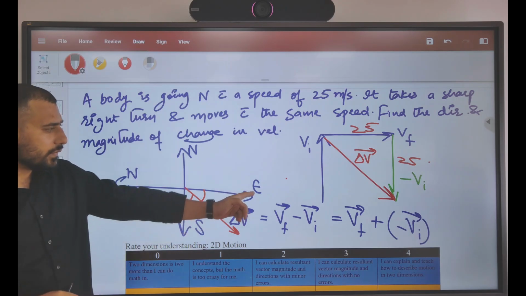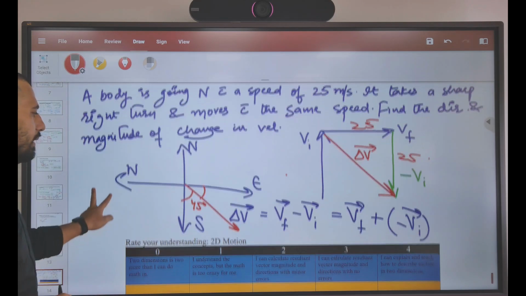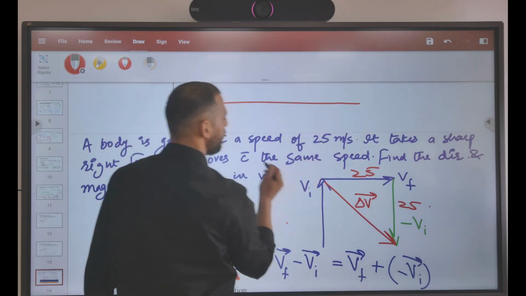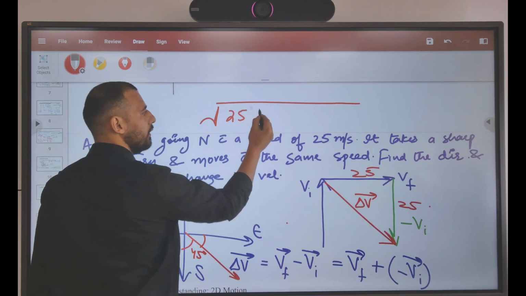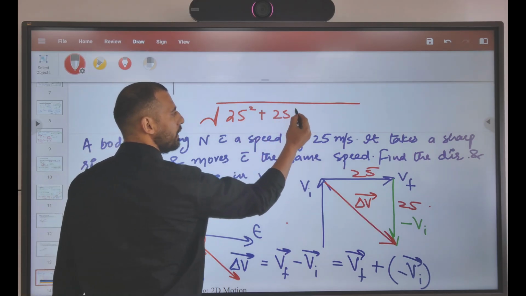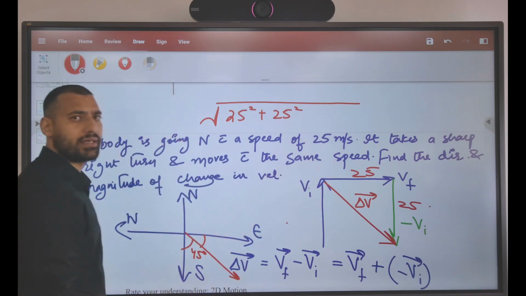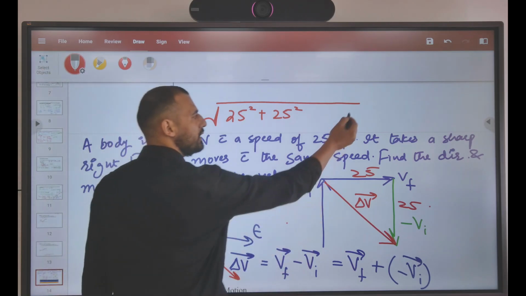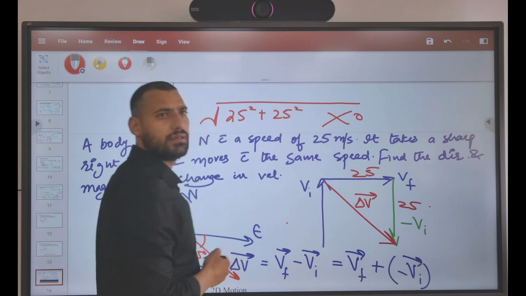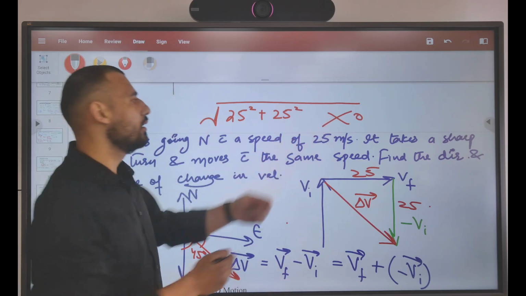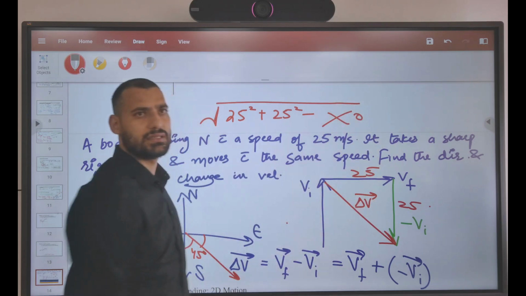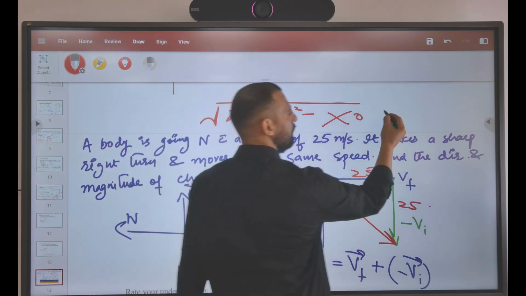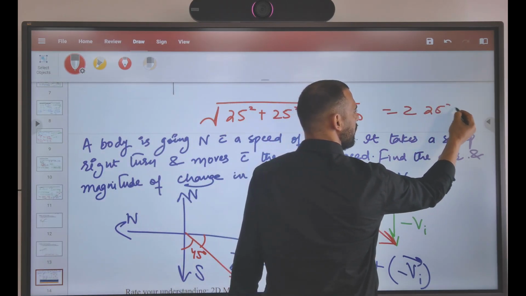What is the magnitude? The magnitude will be given by the formula, right? The formula is 25 square plus 25 square. What is the angle between the vectors? At 90, cos of 90 will be 0, so the third term is not needed. You have to subtract that, but that is still 0. So it's 25 square plus 25 square, which is 2 times 25 square root.